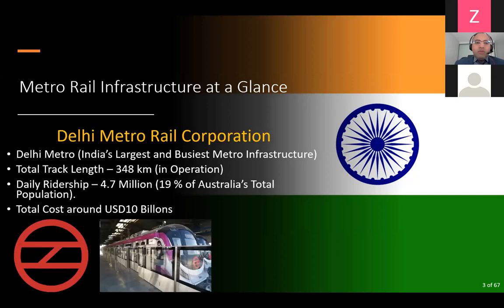So first of all, have a look at the Indian aspects. We have the Delhi Metro, which is India's busiest and largest metro infrastructure system so far. Last year, the total track length in operation was around 348 kilometers, which I'm sure is more than this at present. The total ridership was around 4.7 million, very surprisingly around 19% of Australia's total population. The cost of the metro was around $10 billion US dollars, so it was quite a massive investment from the Government of India.